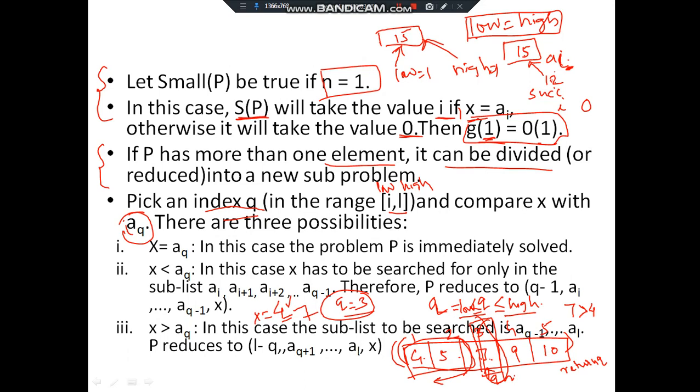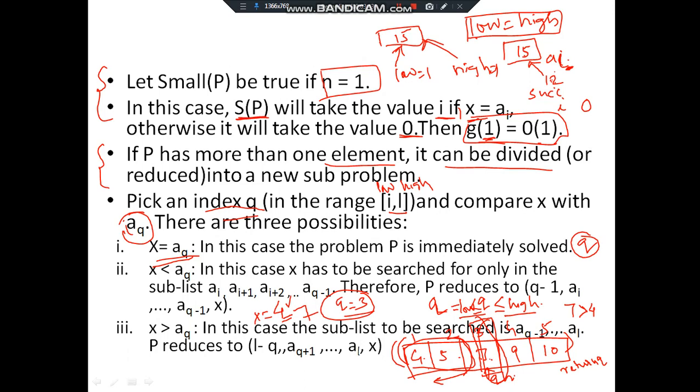So there are 3 possibilities. One is x is equal to a of q. If x is equal to a of q, directly we have to return q, because the problem is solved. So in this case the problem P is immediately solved and the value is present at the index q.